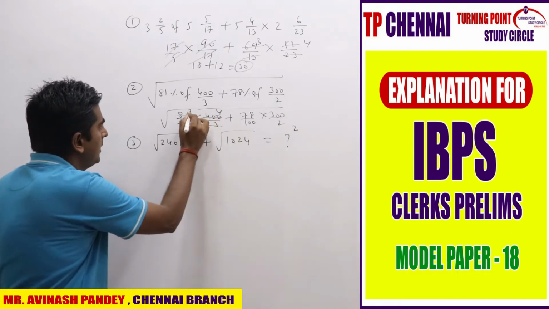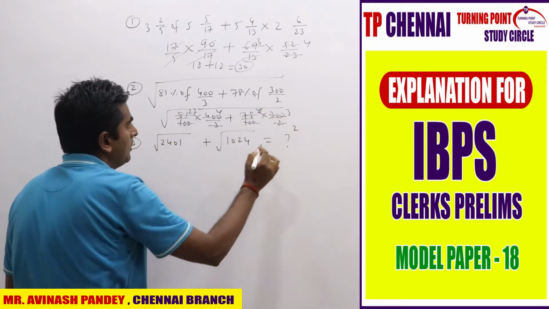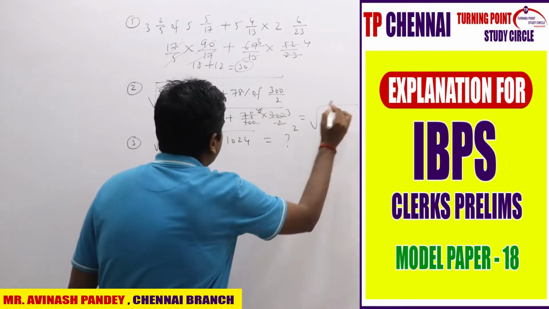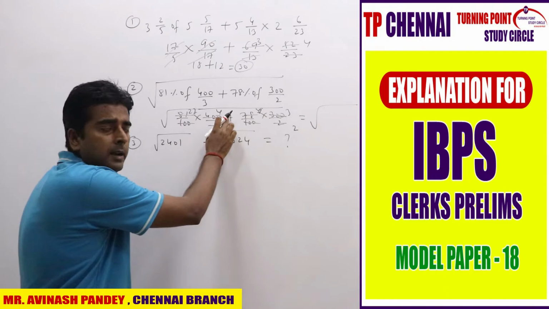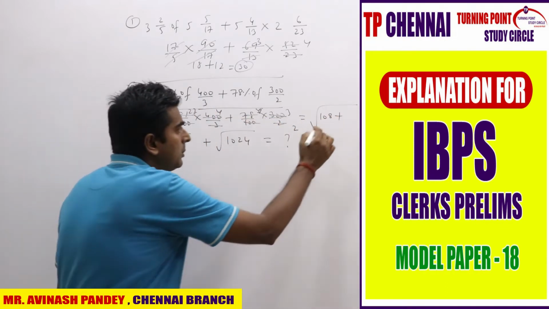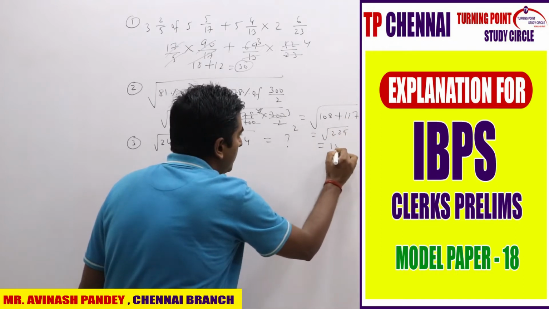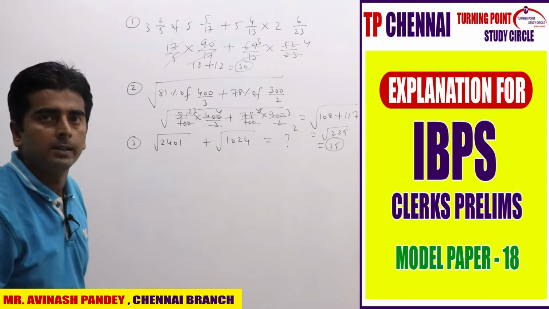4 times 27, and 3 times 39, right? So when you solve here, this is nothing but the square root of, what is 27 into 4? It is 108. Plus what is 39 into 3? It is 117, right? So this is the square root of 225. So my answer is 15.